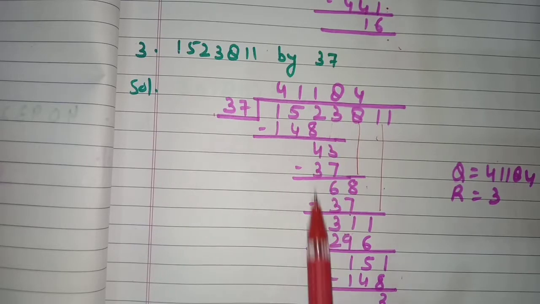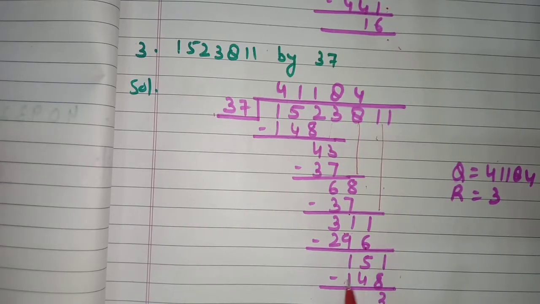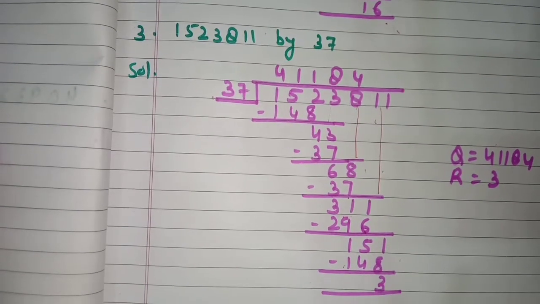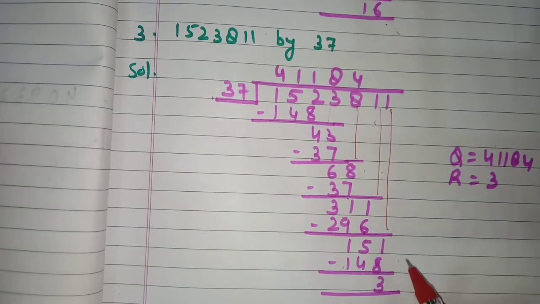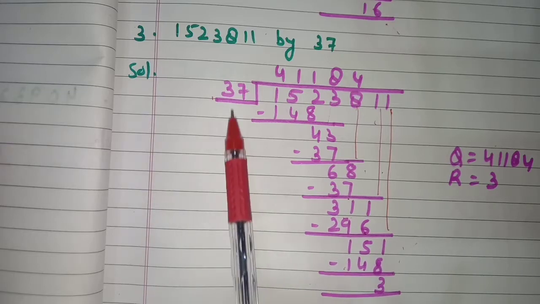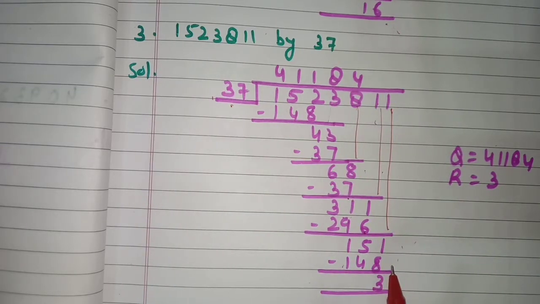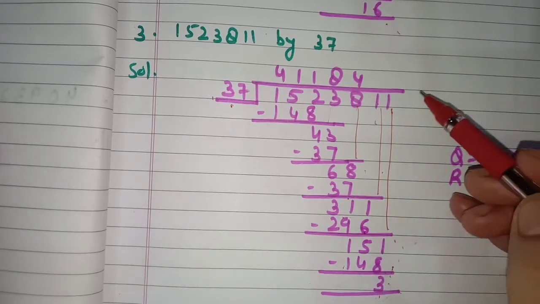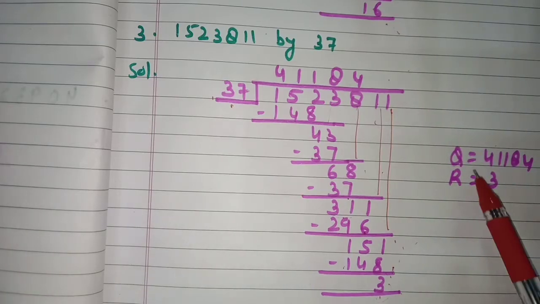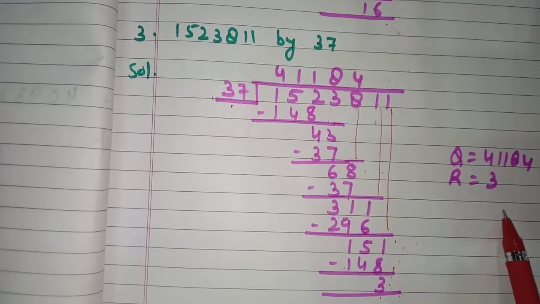Now 37 into 8 will give us 296, and after subtraction we'll get 15. Now again we'll bring down this next digit here. Now the next dividend is 151. So 37 into 4 will give us 148, and after subtraction we'll get 3. Now there is no more digit to bring down, so this is the remainder, and this here is the quotient. So here the quotient is 41,184 and the remainder is 3.